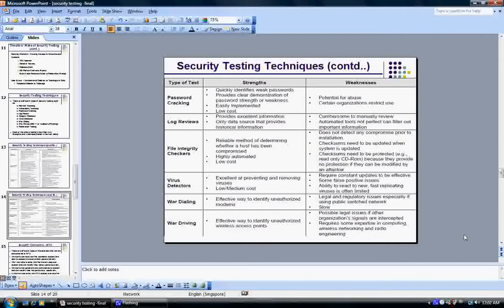However, I would say log reviews are quite excellent because they provide excellent information. They are the only data source that provides historical information. However, the weakness of log reviews is that they are cumbersome to review manually. Automated tools are not perfect and can filter out important information as well.